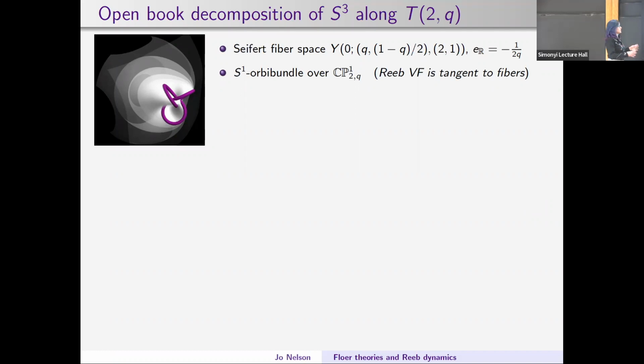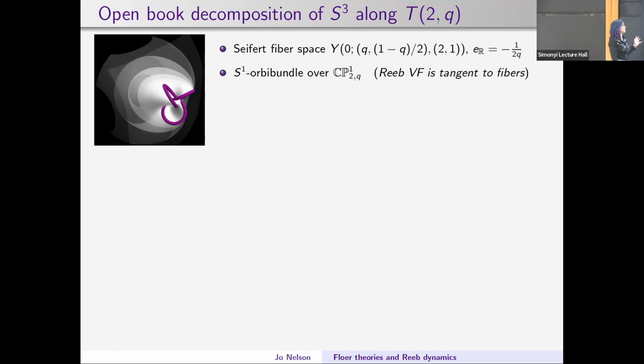In the case of this open book decomposition of S^3 along a torus knot, we actually needed 3 different trivializations, and then we needed 3 different presentations of that manifold. So the first was in terms of the open book decomposition. The second was in terms of its Seifert fiber space structure. And the third was to realize the Seifert fiber space as an S^1 orbibundle over weighted projective space.